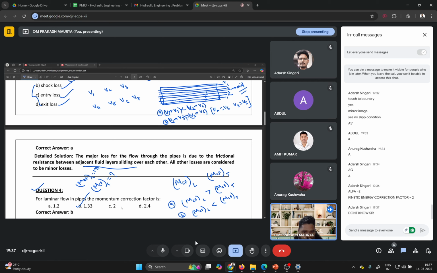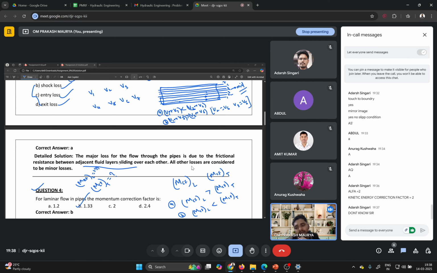Kinetic energy correction factor, you are telling 2. Okay. In case of laminar, so anyone just want to tell? Then I'll just show you the answer. So just think on that.